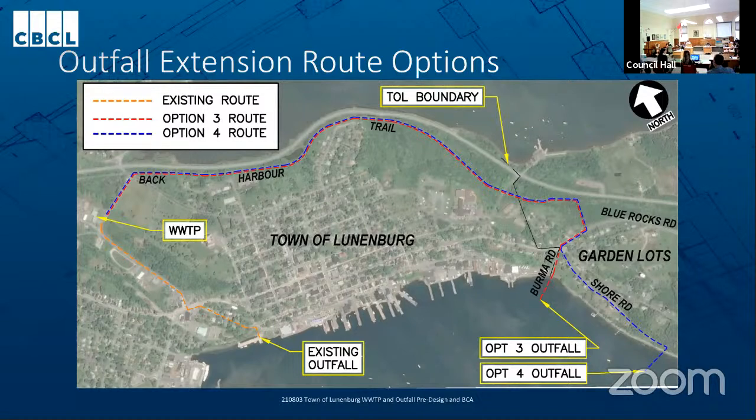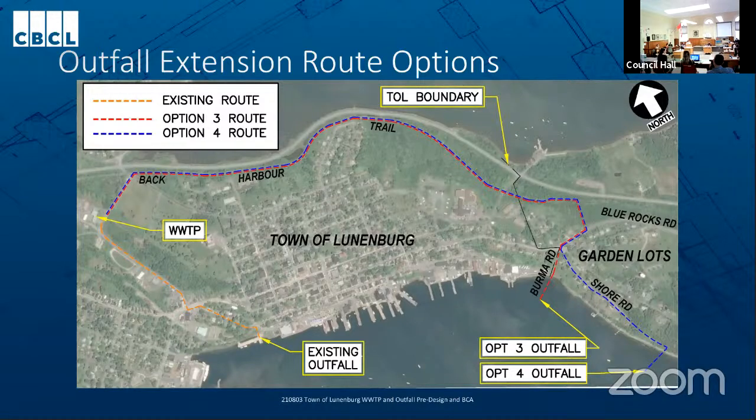For option 3, it's a force main or a pressurized pipe up until just about where it joins to Blue Rocks Road, and then it becomes a gravity pipe flowing down the hill and down Burma Road and to a point about 100 meters off the shore.